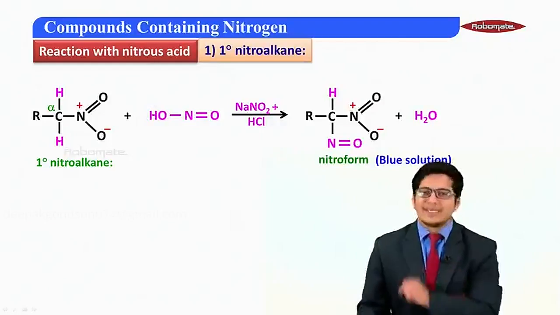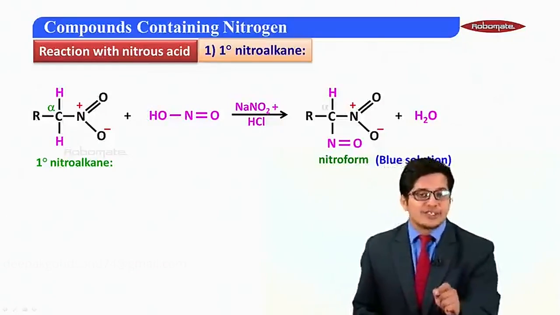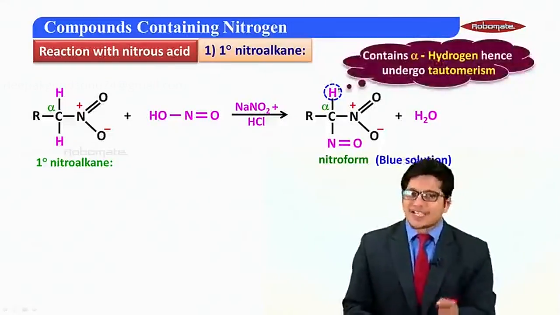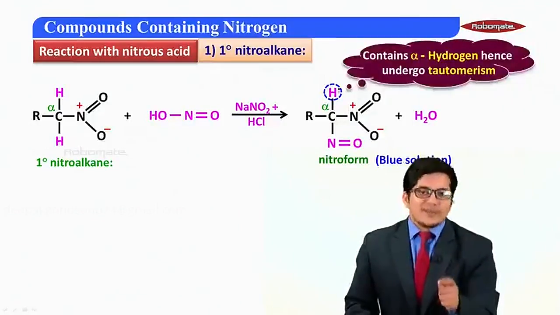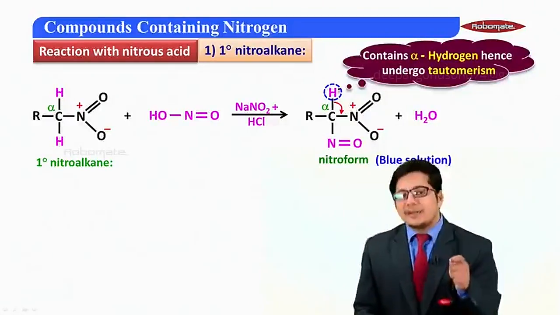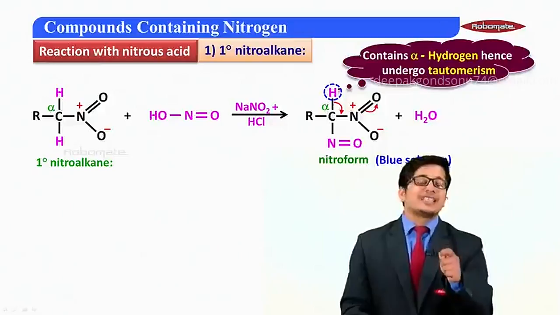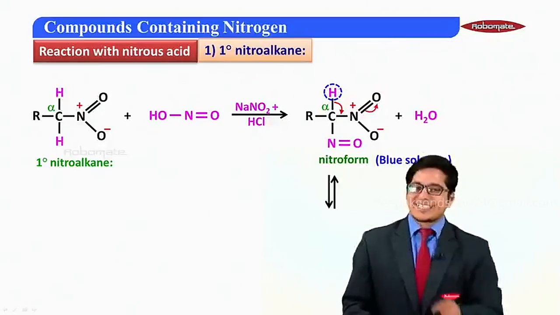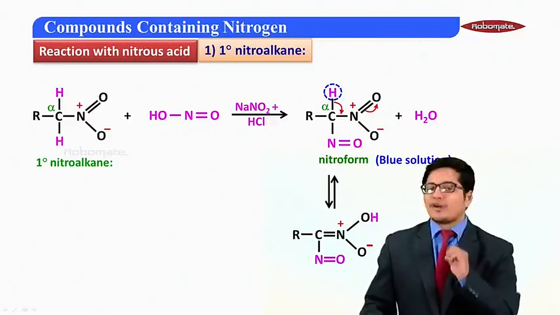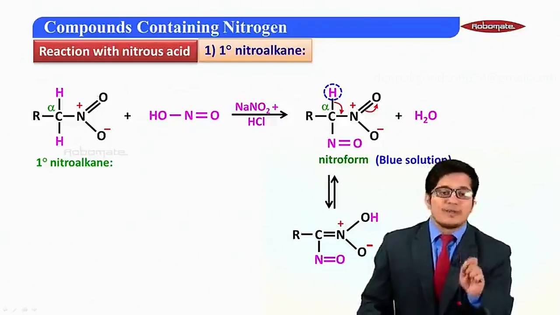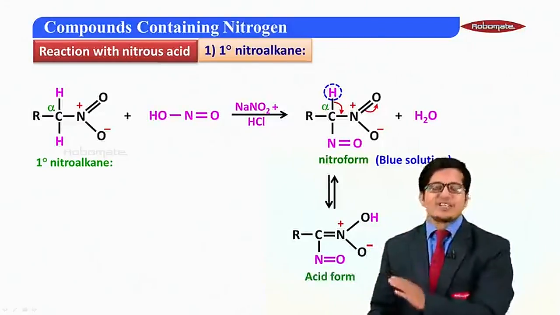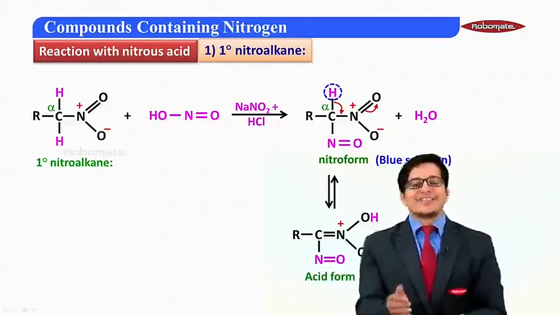Now what happens? As it consists of an alpha hydrogen, it undergoes a process called tautomerism, and because of this, what would happen? Let's see. Then the bond of carbon hydrogen gets shifted towards carbon nitrogen, and N double bond O gets converted into N single bond OH. Let's see the reaction. So you get a compound something like this, that is RC, N double bond O. See, the same carbon is attached to double bond NOH and oxygen with a negative charge. Now again, this solution is called an acid form, and it is also blue in color.